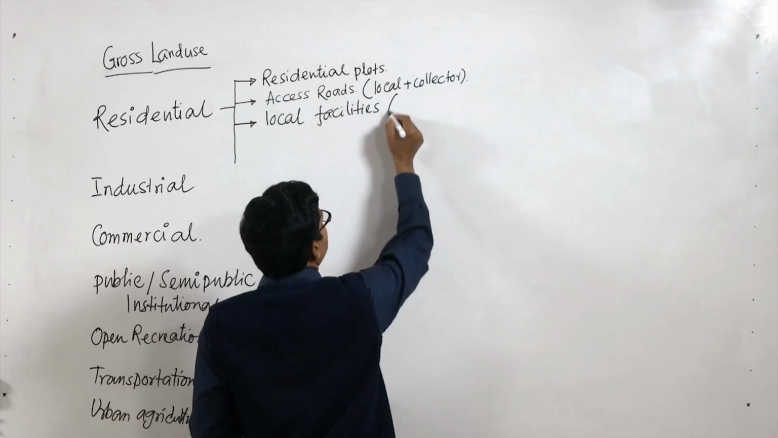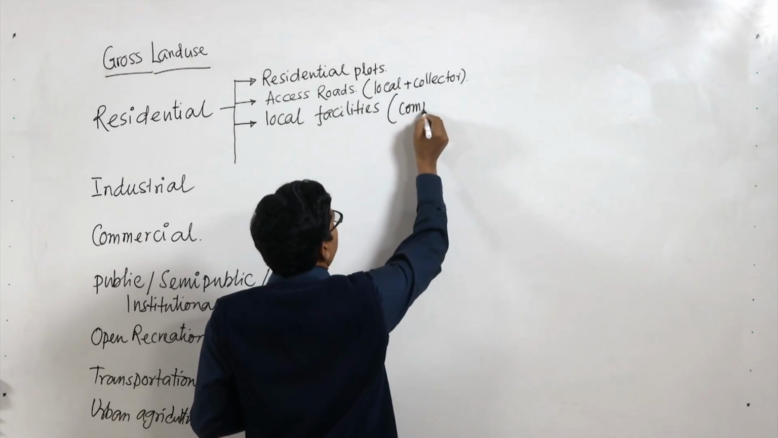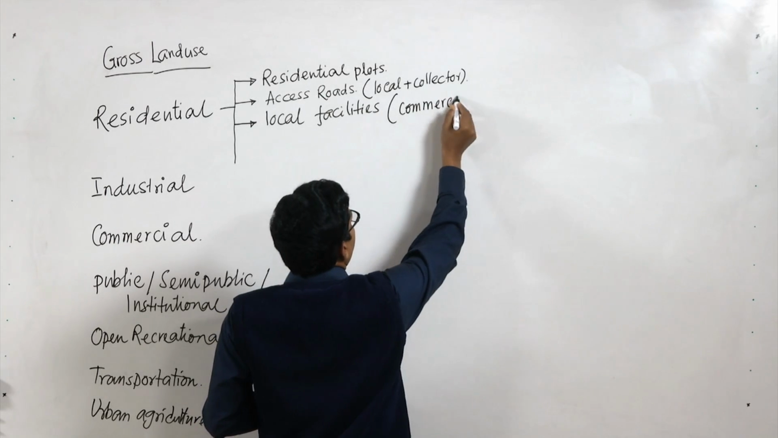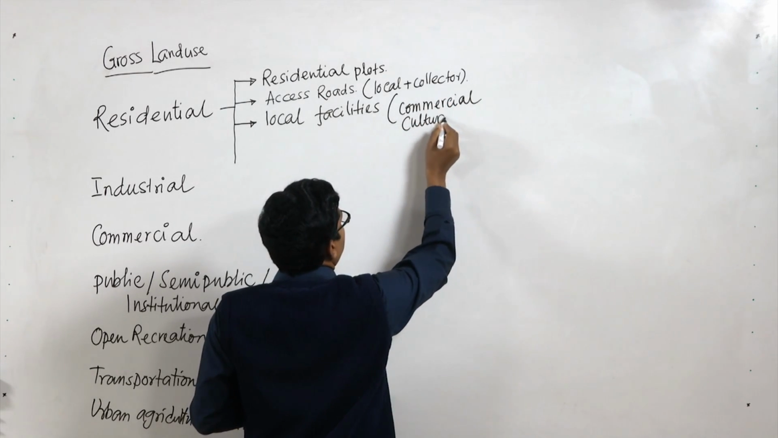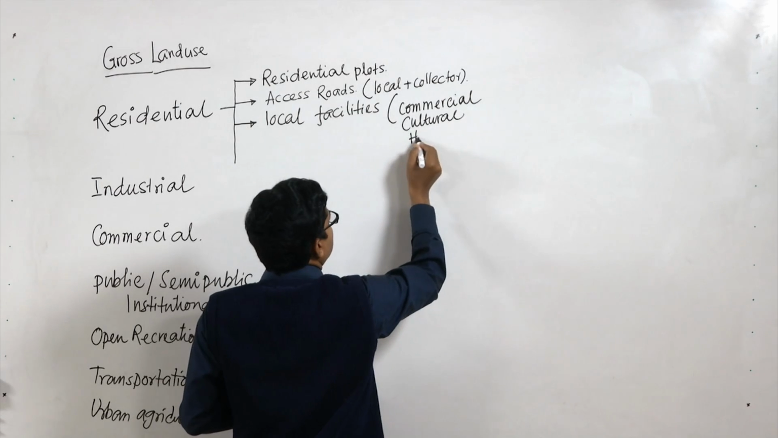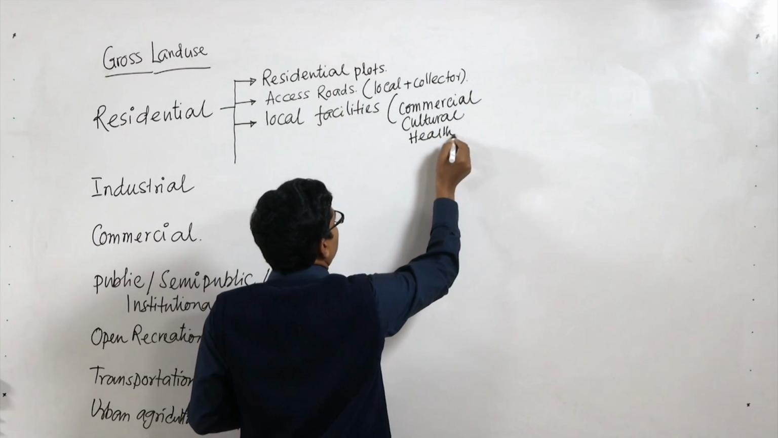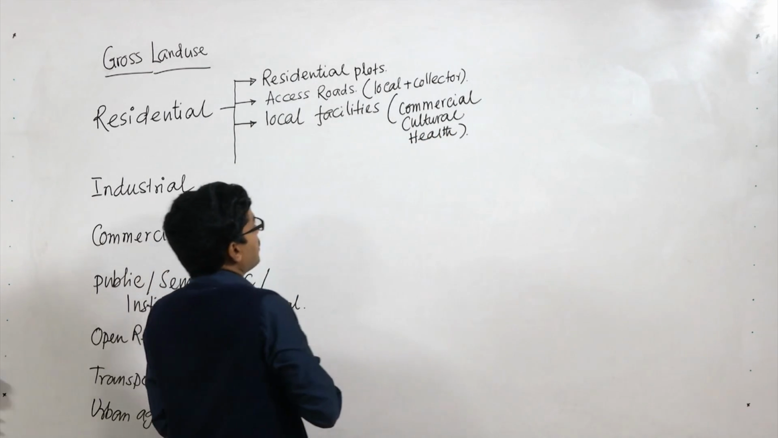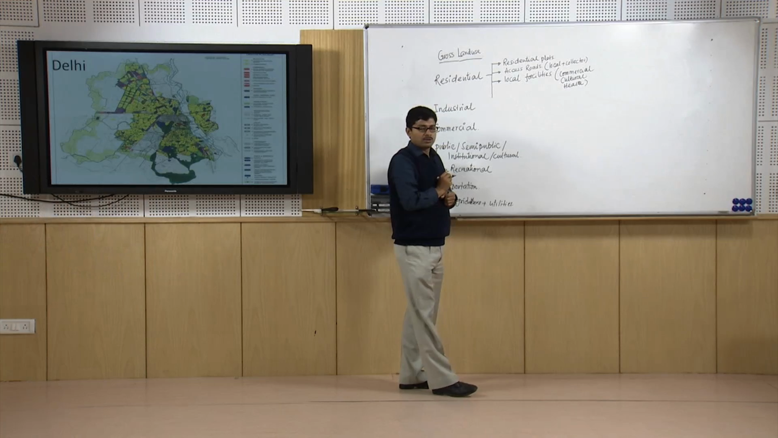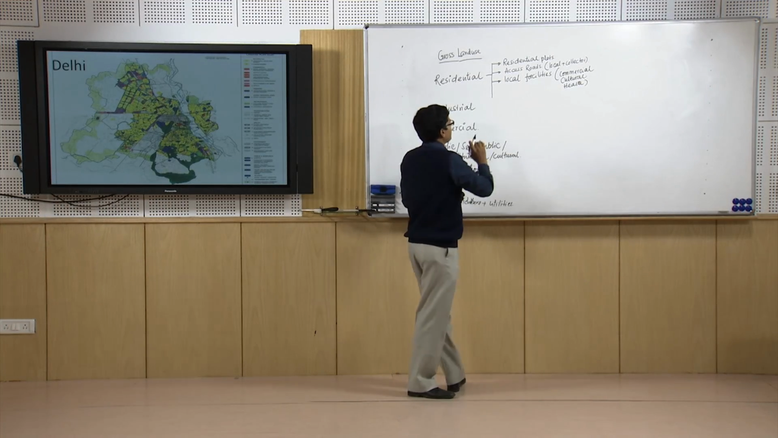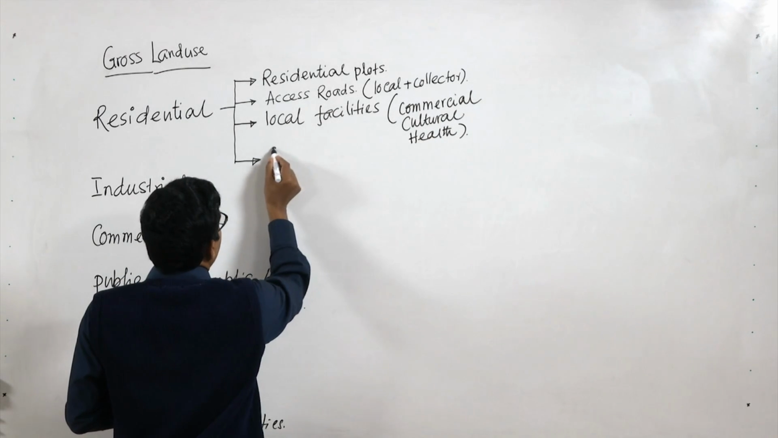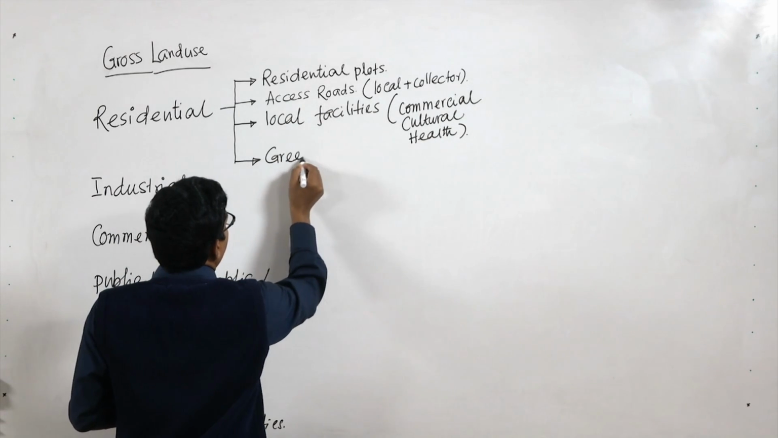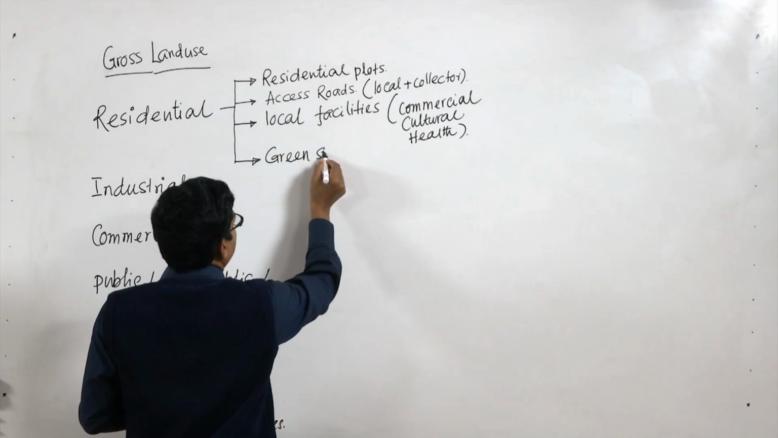So this includes commercial, cultural and health facilities. So local facilities include these three types of facility, and then also green space.